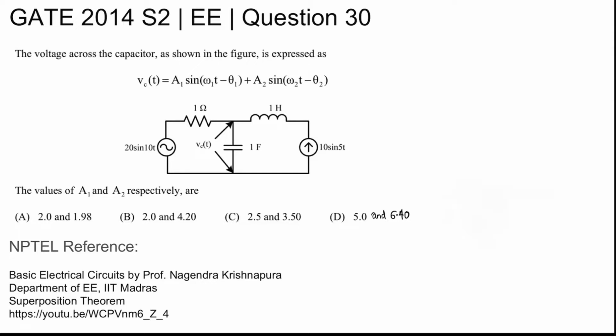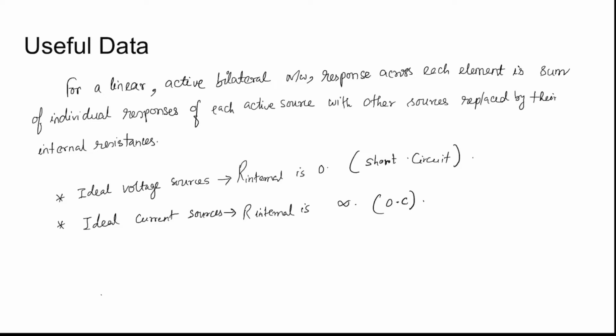For NPTEL reference, you can refer to the lecture Superposition Theorem of the NPTEL course Basic Electrical Circuits by Professor Nagendra Krishnapura, Department of Electrical Engineering, IIT Madras. For useful data, for a linear active bilateral network, the response across each element is the sum of individual responses of each active independent source with other sources replaced by their internal resistance.